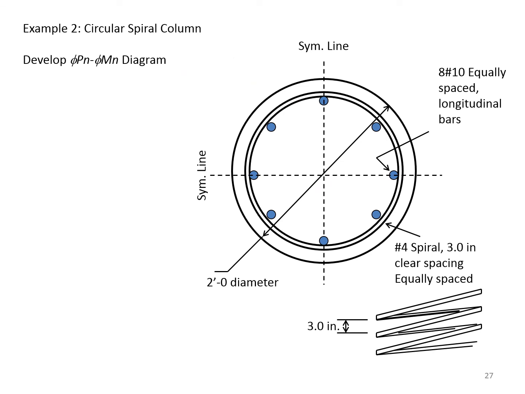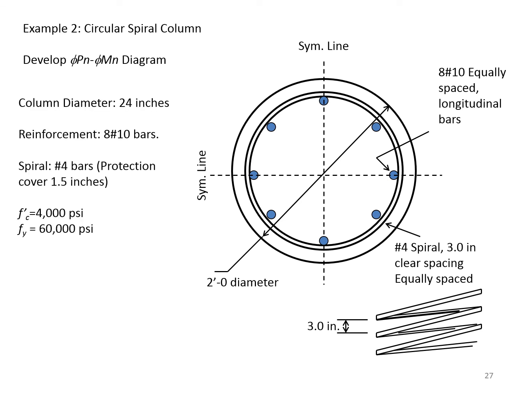In this example, we now consider a circular spiral column. We want to develop the phi Pn, phi Mn diagram. The column has a cross section with 24 inches of diameter. Reinforcement is made of 8 number 10 bars. The spiral is a number 4 bar. Protection cover is 1.5 inches. Furthermore, f'c is 4,000 psi, and fy is equal to 60,000 psi.